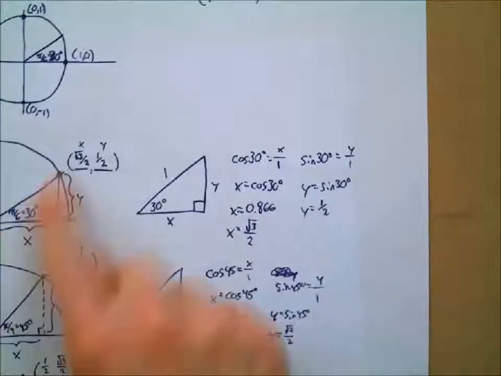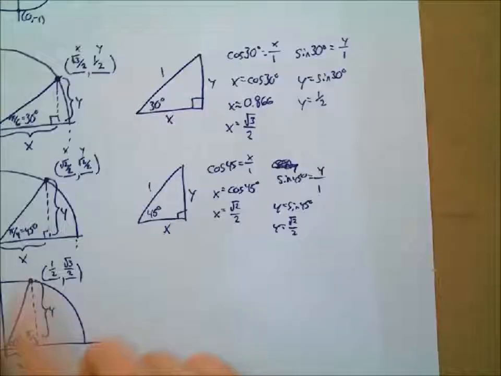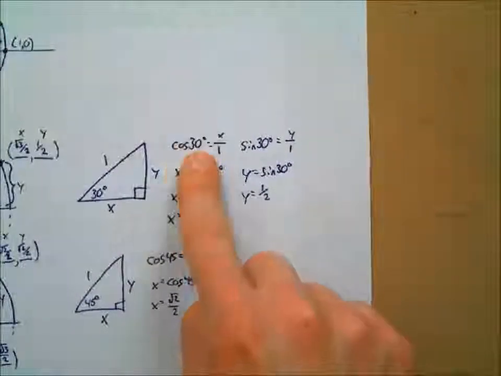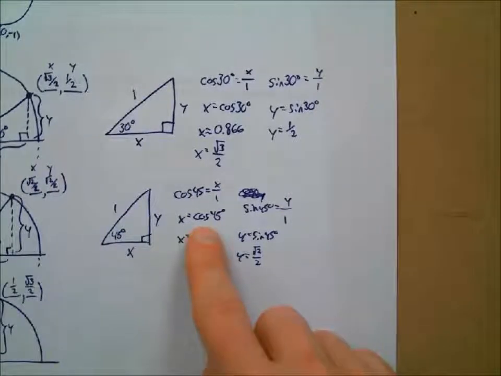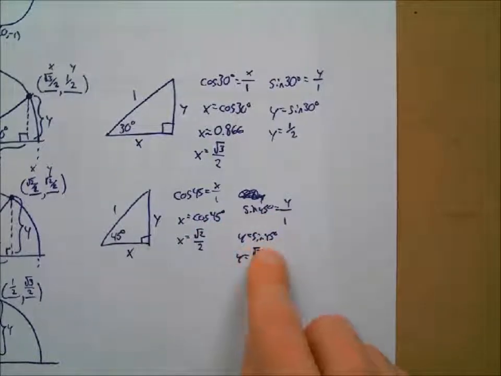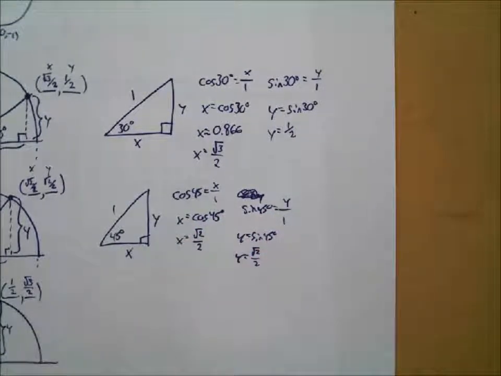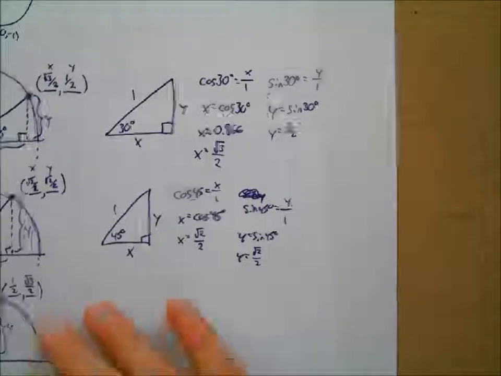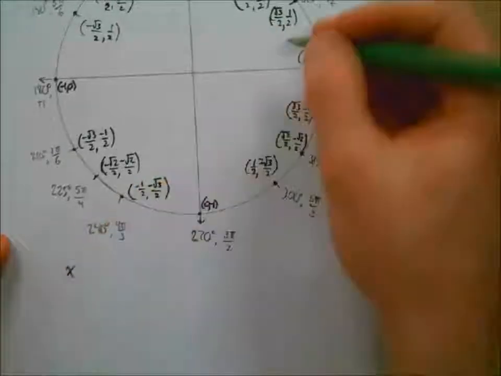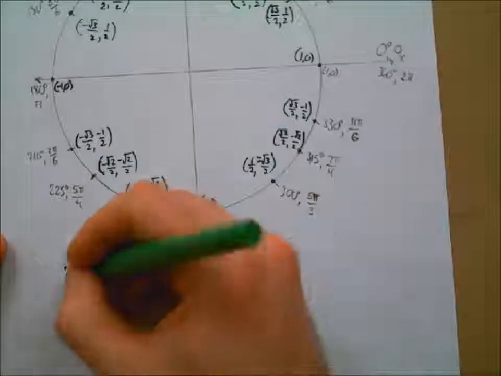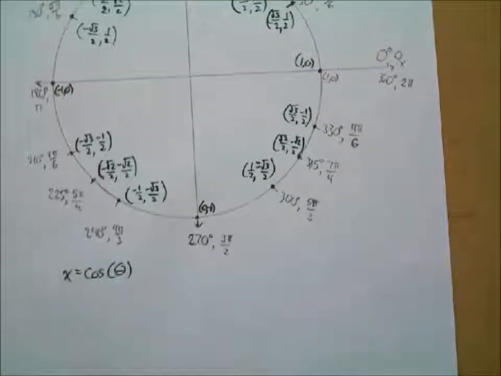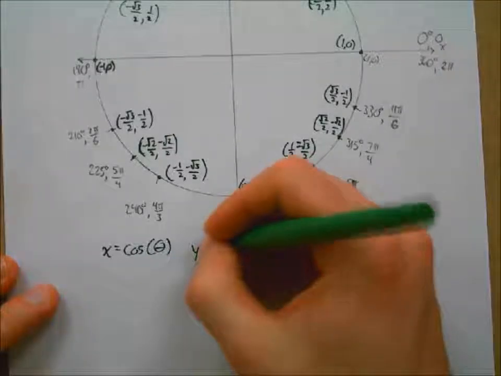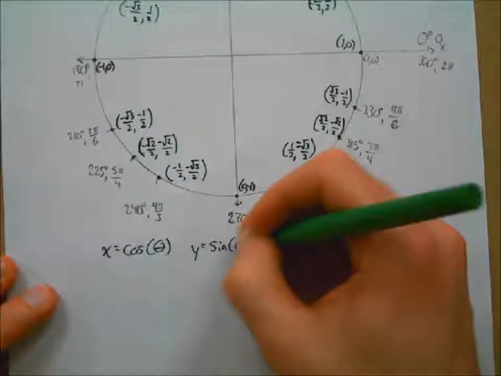We made these special right triangles, and then we used trigonometry, right? We did cosine of 30, which was equal to x. Y was equal to the sine of 30. And then here, x was equal to cosine of 45. Y was equal to sine of 45. You're starting to see a relationship here between cosine and the x-coordinate and sine and the y-coordinate. In fact, the x-coordinate of any point on the unit circle here is equal to the cosine of the angle. Likewise, y is equal to the sine of the angle.